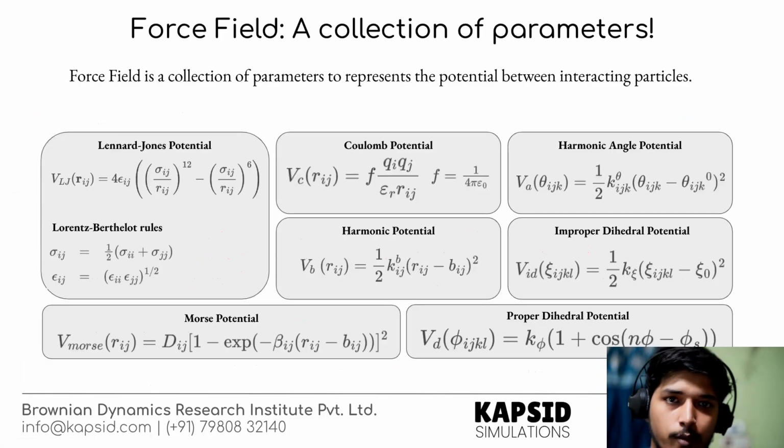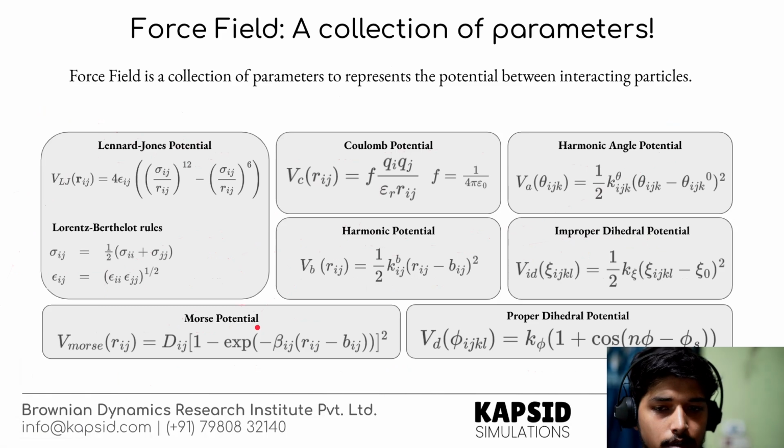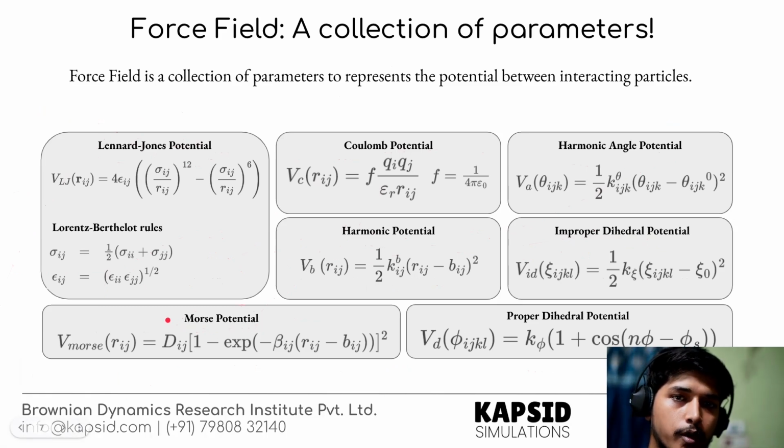If you don't understand that well enough yet, then let's go to our new slide. As you can see here, the Lennard-Jones potential is there, Coulomb potential is there, harmonic potential is there, improper dihedral potentials are there, and as I was saying back then, these Lennard-Jones potentials are not good enough. So a slightly more improved version would be a Morse potential, but we will come to these details in the later videos. This is just an idea for you to understand what a force field is.